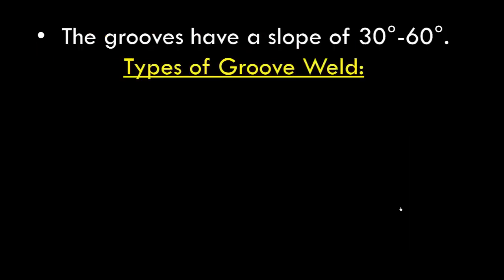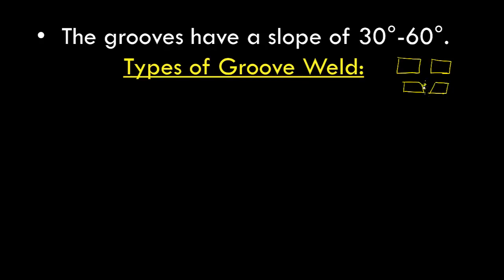Generally a groove weld has a slope of 30 to 60 degrees. When you have a groove weld, you are connecting this member and this member, and then you are making a groove. In that case, this groove, that is this angle, is between 30 to 60 degrees.